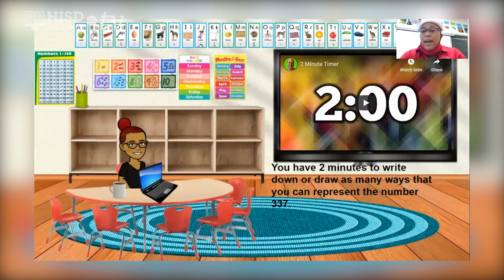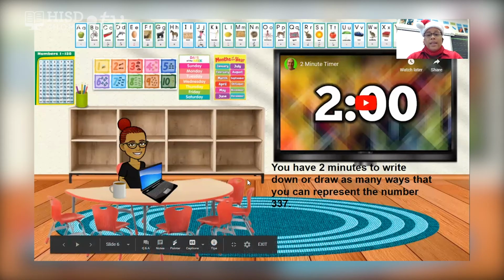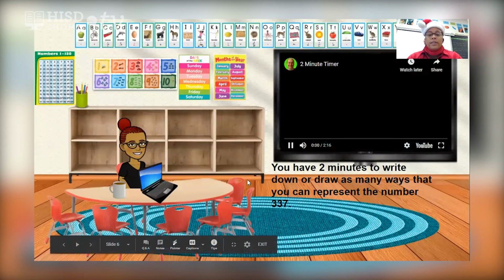Miss Ward has put up the timer, and you're going to have 2 minutes to complete this activity. For our number of the day, you're going to spend the next 2 minutes showing me all the ways that you can represent 337. Are you ready? You can do it. That timer is starting now.